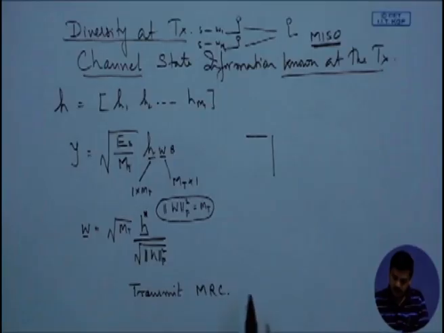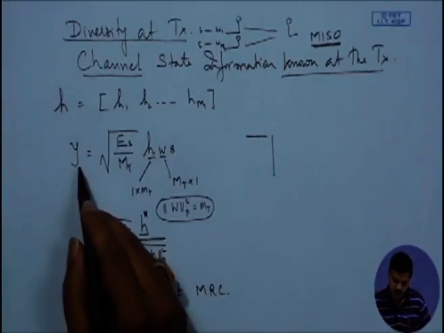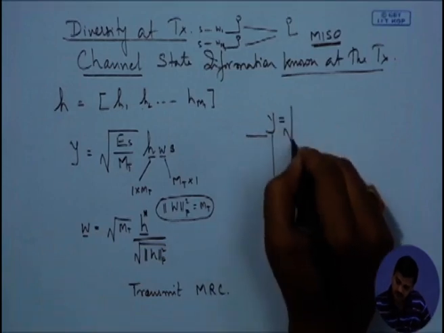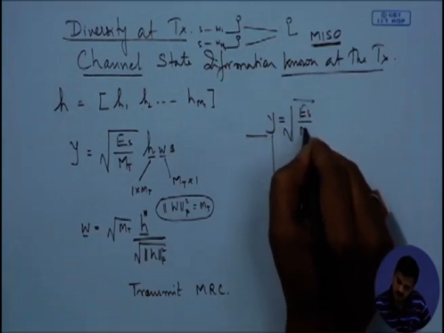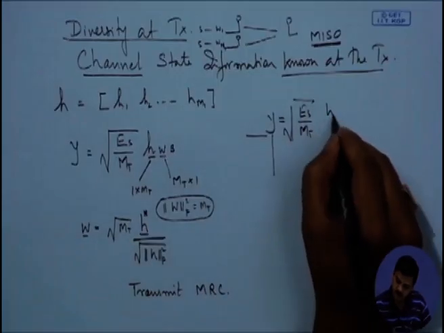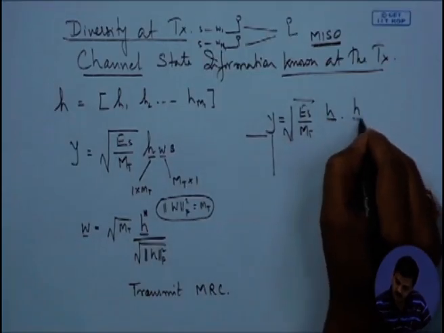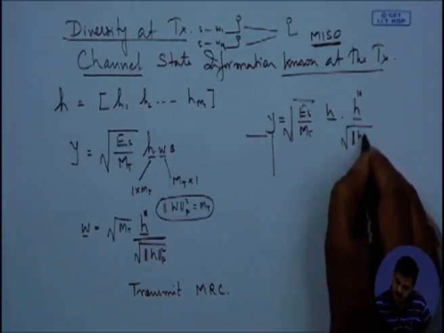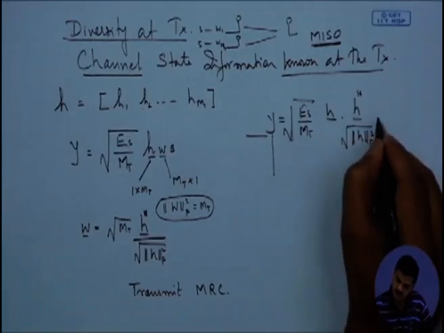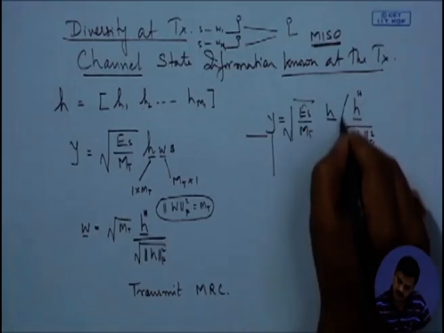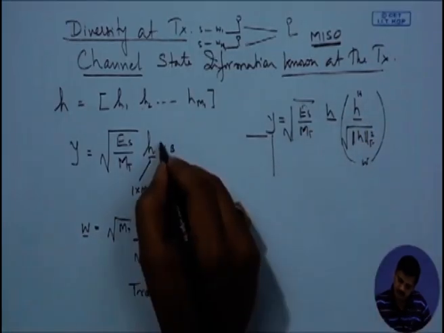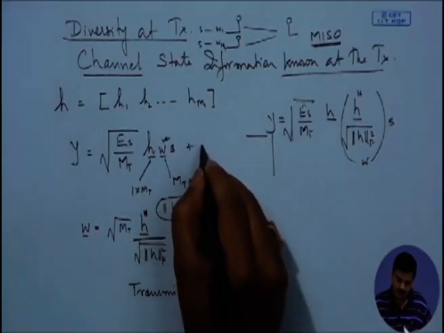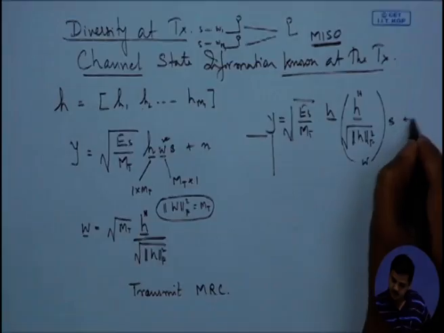So with this thing, when we write the expression of the received signal, that is Y, what we get is Y is equal to root over Es upon Mt, of course H Hermitian, square root of the Frobenius norm of H squared, that is W. This is the W that we have here, plus there is of course this noise sample that is present.